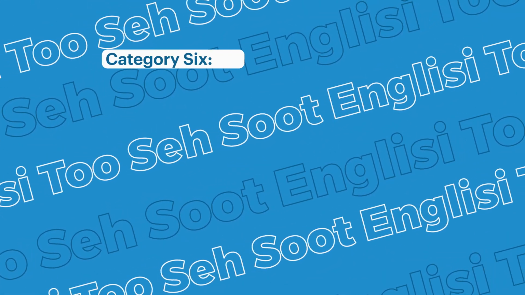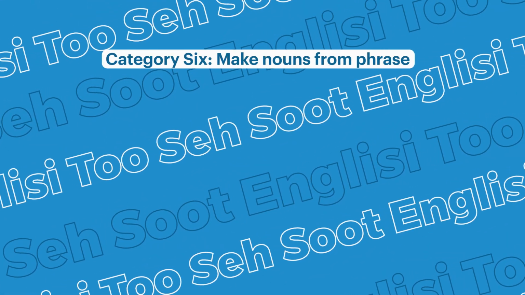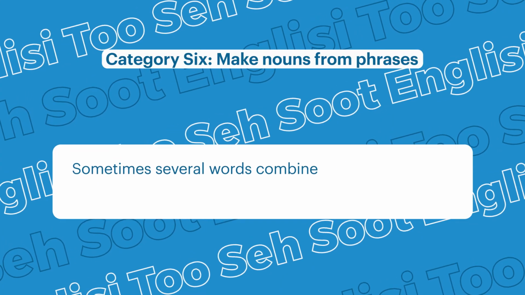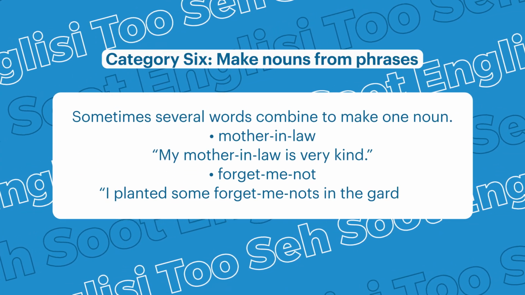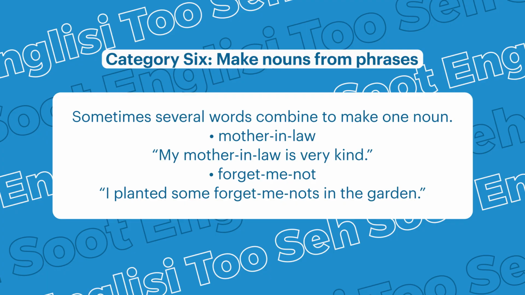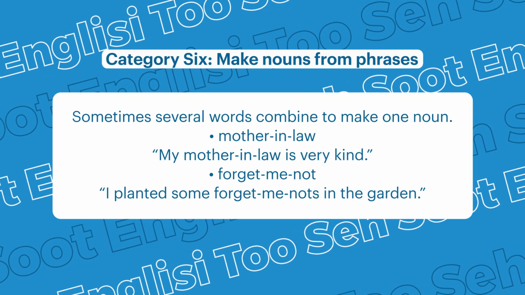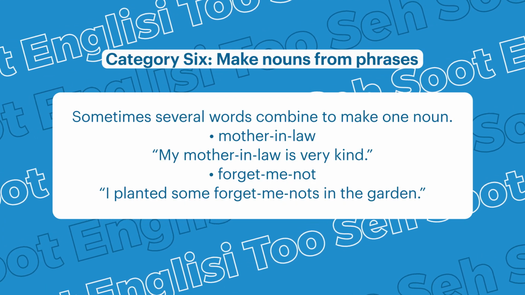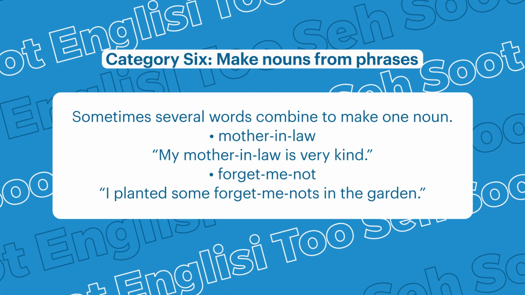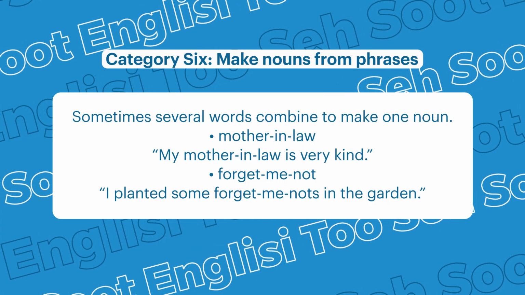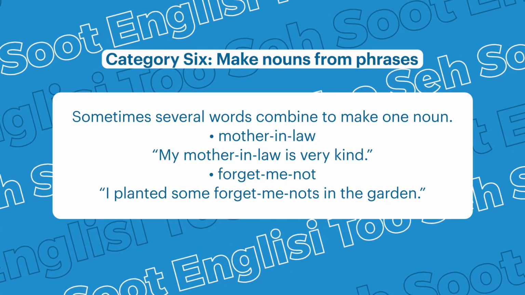Category number 6. Make nouns from phrases. Sometimes several words combine to make one noun. For example, mother-in-law. My mother-in-law is very kind. Forget-me-not. I planted some forget-me-nots in the garden.